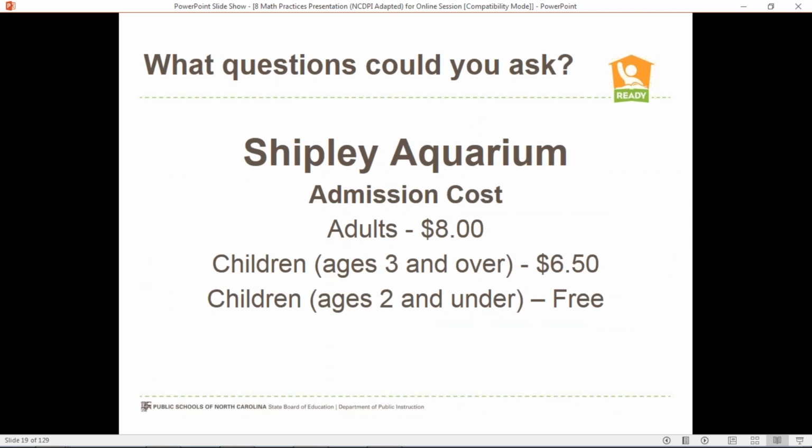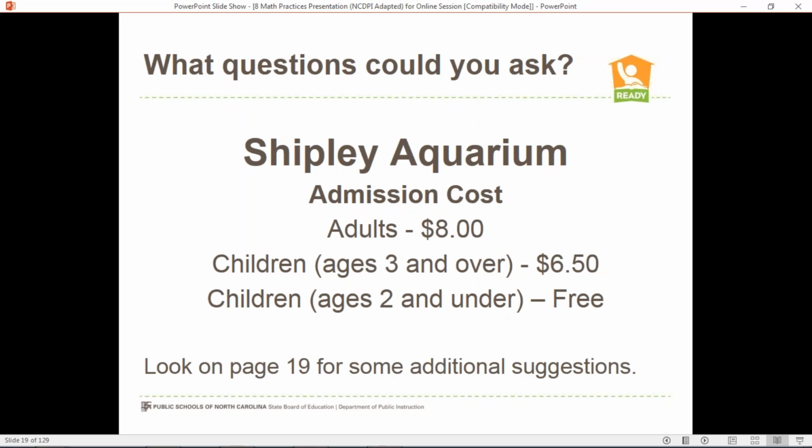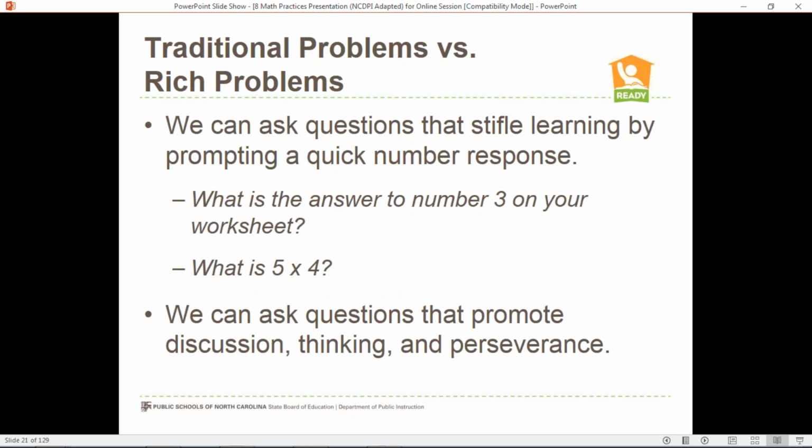So similarly, we could give the same kind of task here. We've got an admission charge. Most all of our kids understand admission charges, whether it's the movies, the aquarium, or something like that. And then how could they write questions that go around that? All of this brings in the discussion of traditional problems and rich tasks or rich problems.